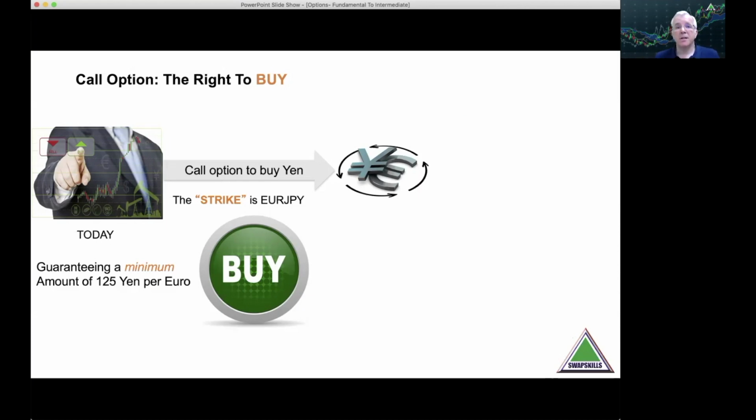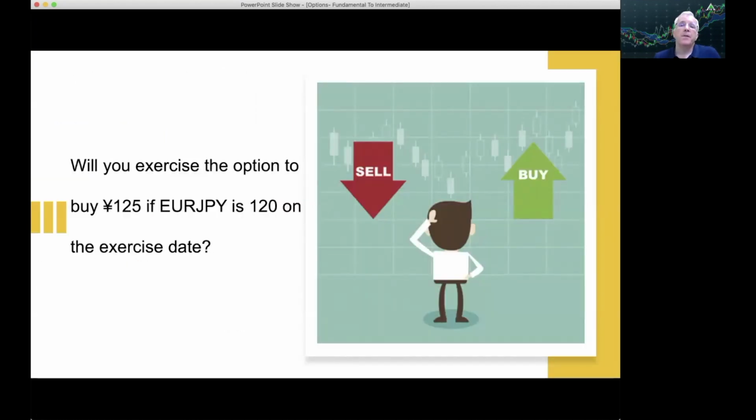What I've shown here is an example where you have bought a call on the yen, which means you have bought a put on the euro at a strike of 125. What that means is if the market rate on the day I need it is less than 125, it doesn't matter. I have an option to get at least 125 yen for my euro. So think about this. What would you do if the euro-yen exchange rate was 120 yen to the euro on the day that I actually need them? Would you exercise your call option?